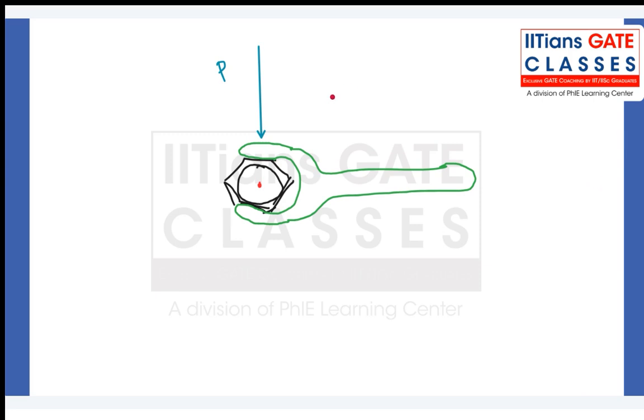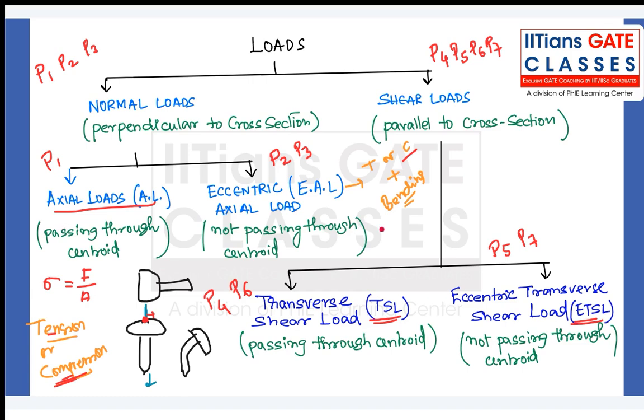TSL cannot open it. But at the same time, if you're applying here, it simply becomes an ETSL because it is not passing through the centroid. It is still a shear load because it is parallel to the cross section of the bolt, but away from the center. So this becomes an ETSL. So you are able to open the bolt. I'm just giving you an example from our practical scenario so that you're able to take in the concept.